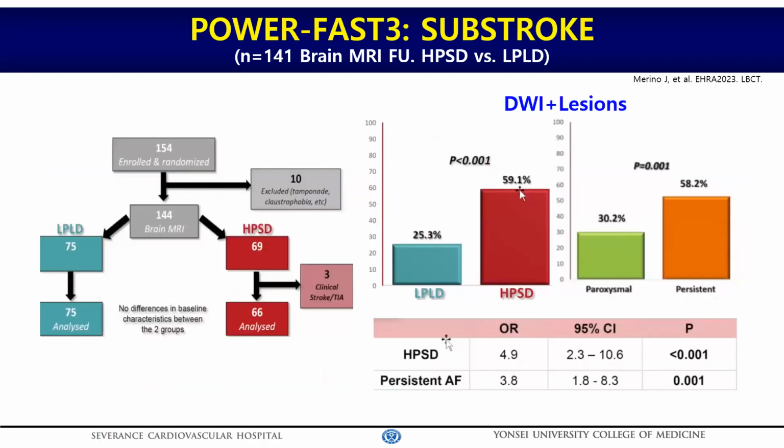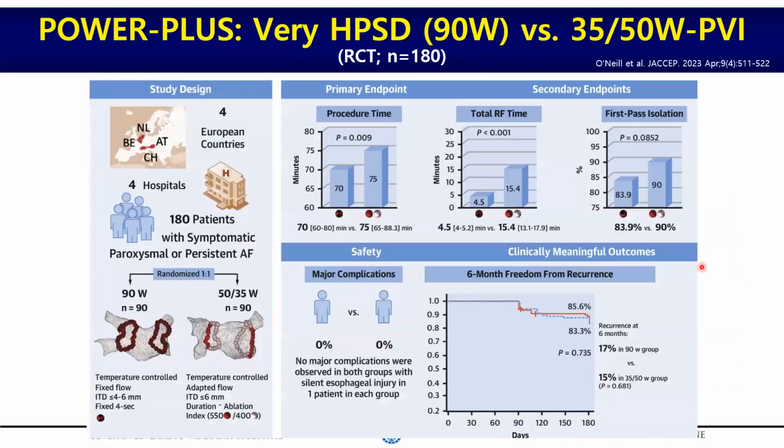As a sub-study of PowerFast 3, a sub-stroke study was also presented. Of the patients included in PowerFast 3, 144 patients who underwent post-procedural brain MRI were analyzed, and silent cerebral lesions were significantly higher in the hypershort duration group and persistent AFib group.